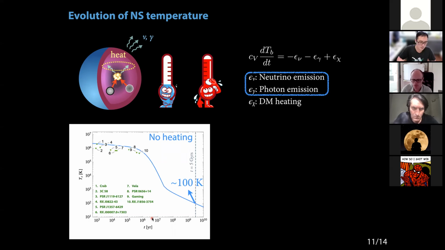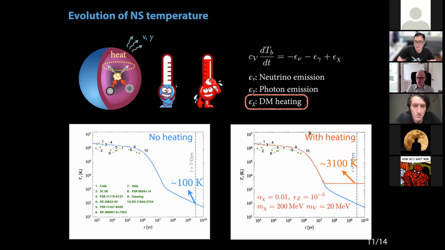Before telling you the result, let me briefly discuss the standard cooling mechanism of a neutron star. When the neutron star is born, it suffers from internal cooling due to two emissions: one is the neutrino emission and the other is photon emission. In the beginning, when the neutron star is very young, its temperature is of course very high. But as it grows older and older, the temperature becomes colder and colder. For a 5 giga-year-old neutron star, the standard cooling mechanism predicts that its temperature could be around 100 Kelvin.